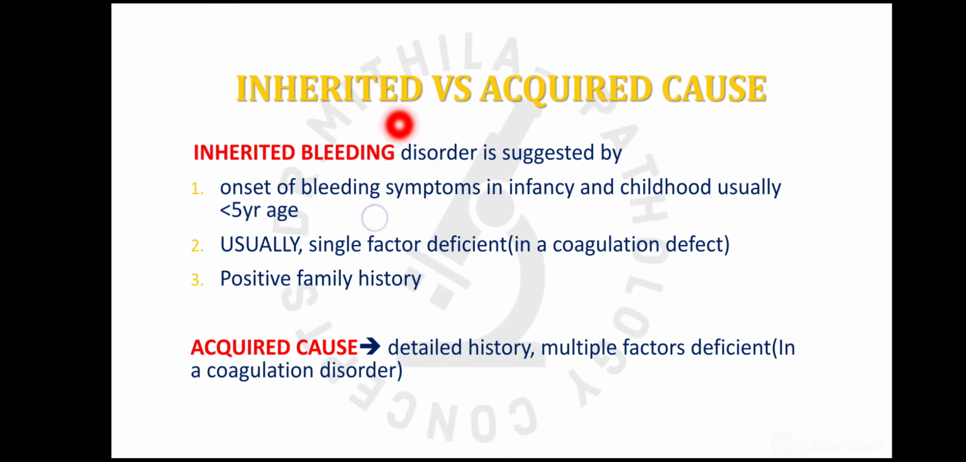Next, again clinically, we also have to assess whether the cause of bleeding is inherited or acquired. This is useful when we are given a problem-based question, so we should know all these aspects. When there is an inherited bleeding disorder, the history will generally be given in a child, and in a coagulation defect, generally only a single factor is deficient, and there will be a positive family history. So these are the features of an inherited bleeding disorder.